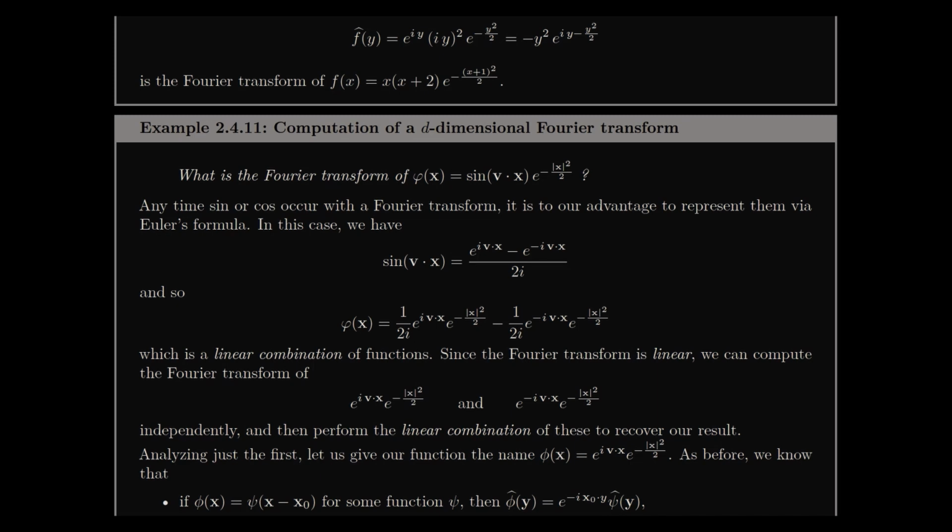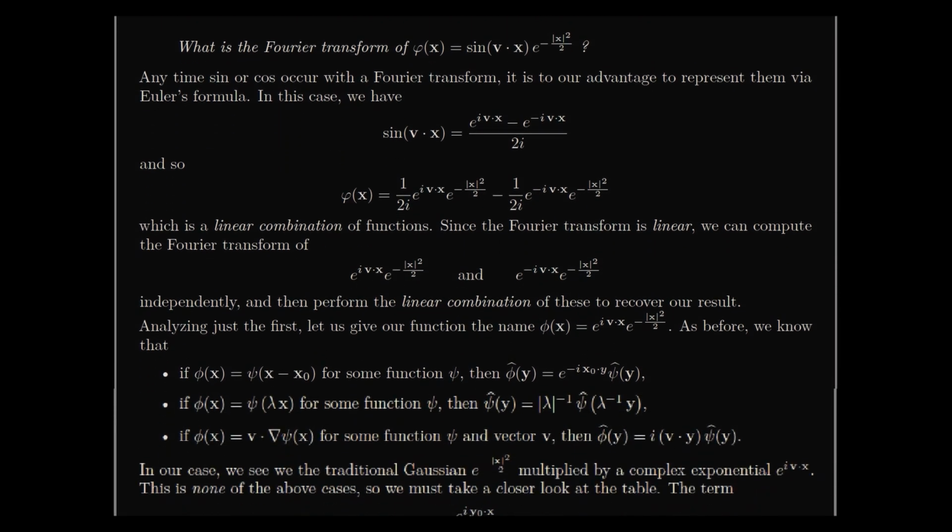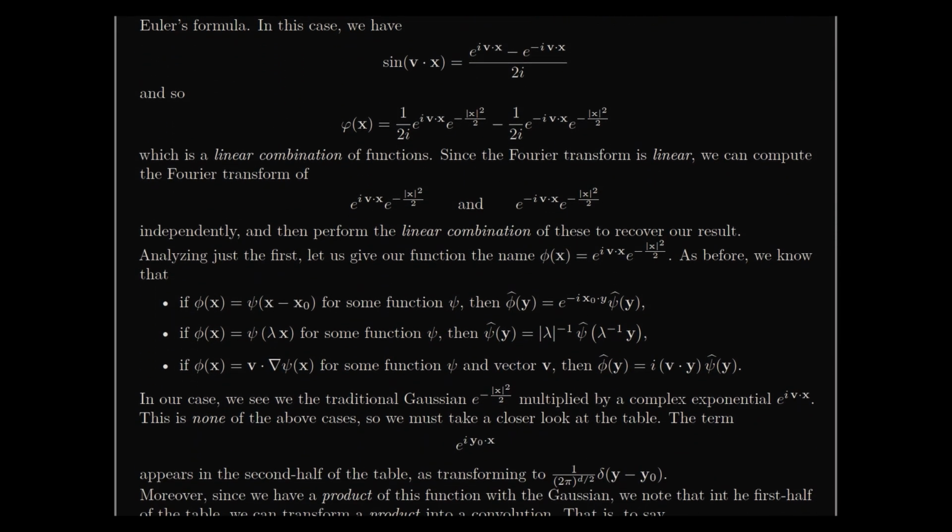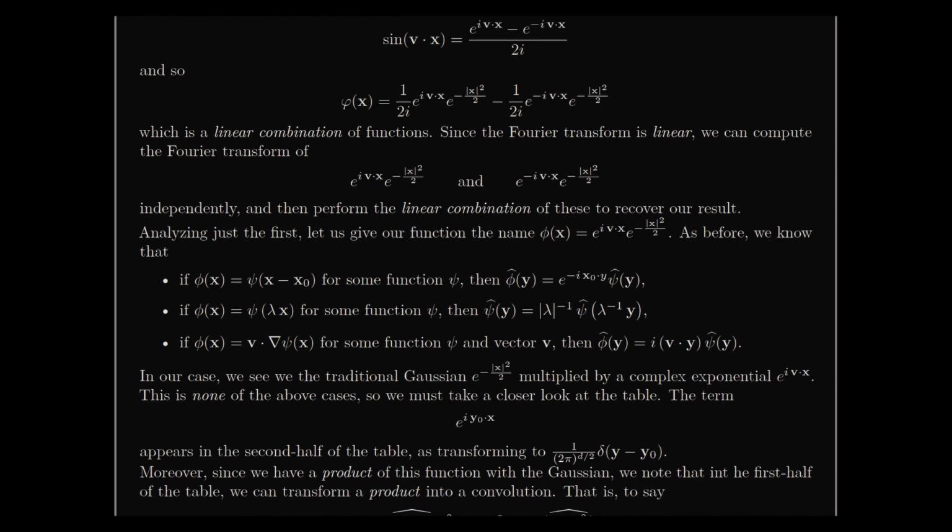And so all we're actually really looking at transforming here are these pieces individually. If we can find the transform of each of these pieces individually, then I can recombine them to find the full transform of the full function. So we're going to look at the first one of these, the e to the positive i v dot x, against the Gaussian. And we're going to jump back maybe to what I had written before.